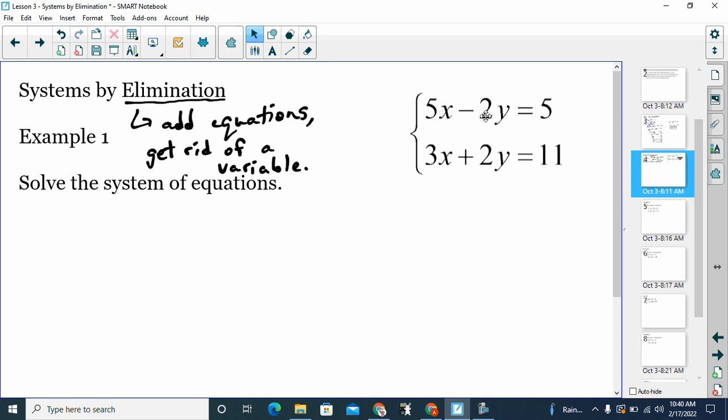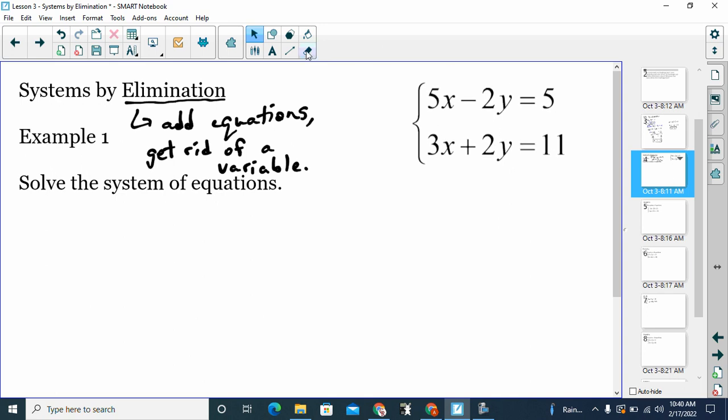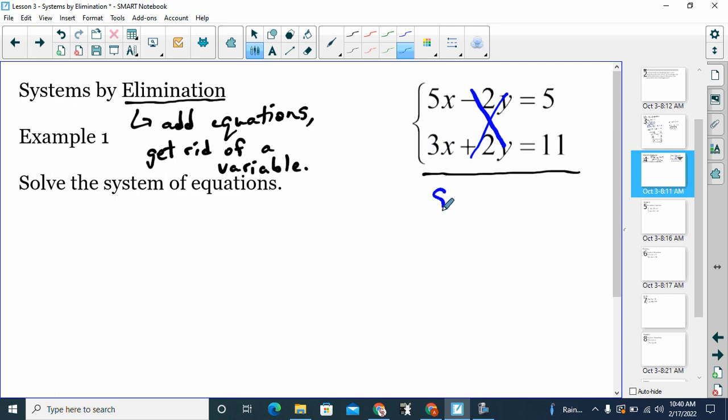This problem that is given is set up nicely for us because if I add the equations as they're written, notice right here I have minus 2y, and right here I have plus 2y. So if I add the equations together, negative 2y plus 2y, that cancels out, which works out great. So we can go ahead and add the equations together right away. Negative 2y plus 2y, those cancel. 5x plus 3x is 8x. Bring down my equal sign, and 5 plus 11 is 16.